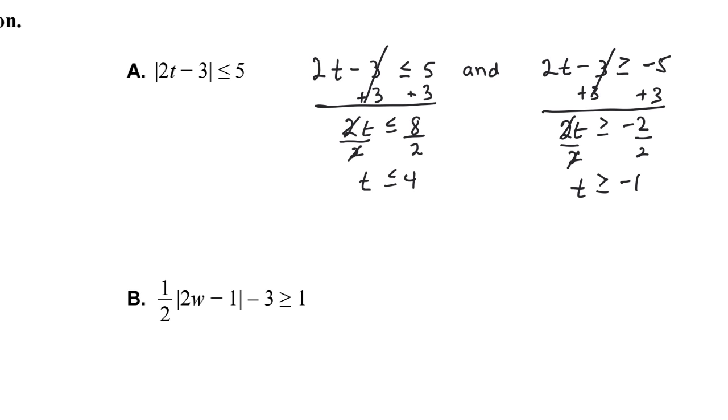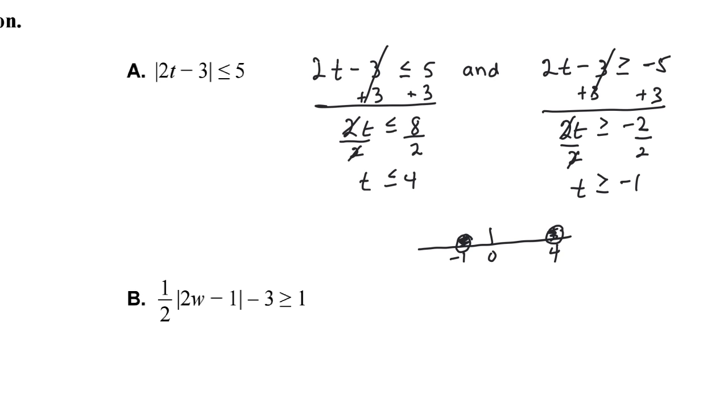So now to display your answer, you have to do a graph. Of course, this is not drawn to scale. This is negative 1, and I'm going to say this is 4. We always put a circle around the numbers 4 and negative 1. And how do we know if it's solid? If there's an equal sign. So in this case, there's an equal sign.